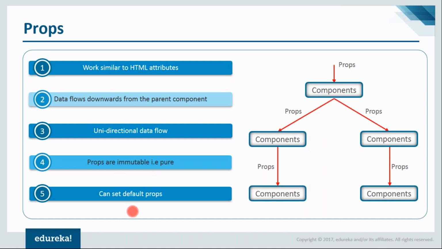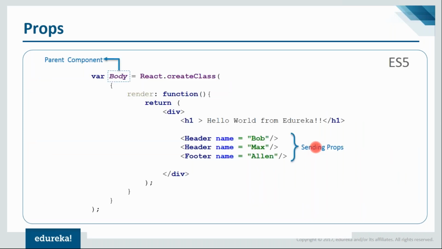And of course, the other thing is that child components can set their own default props. At times, if the parent component does not send any props to the child component, the child component can set its own props. There is a rule for that, which will be executed and displayed when nothing is being passed from the parent.